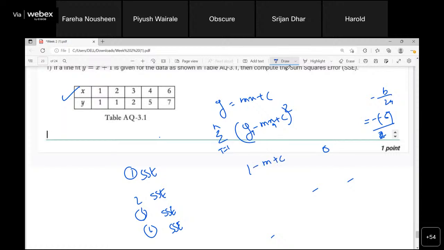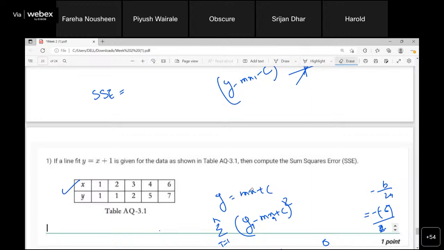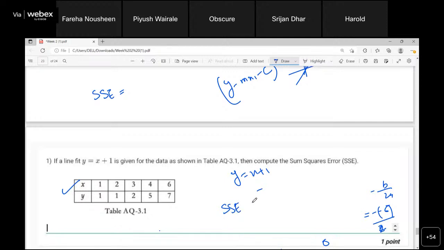That is 1. The equation is given, y equals x plus 1, right? So let me take this equation only. Now SSE will be the minimum of this particular thing, right? So what is SSE? Summation of i varies 1 to n, say here n is 6, of (yi minus m xi minus c) square. But here m is 1 and c is 1. So it will be yi minus xi minus 1 whole square.